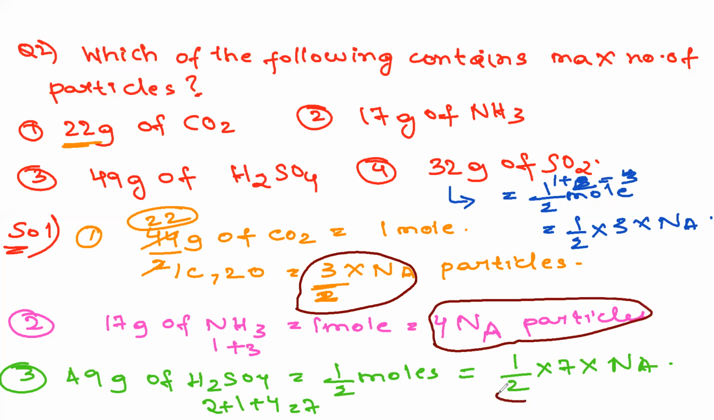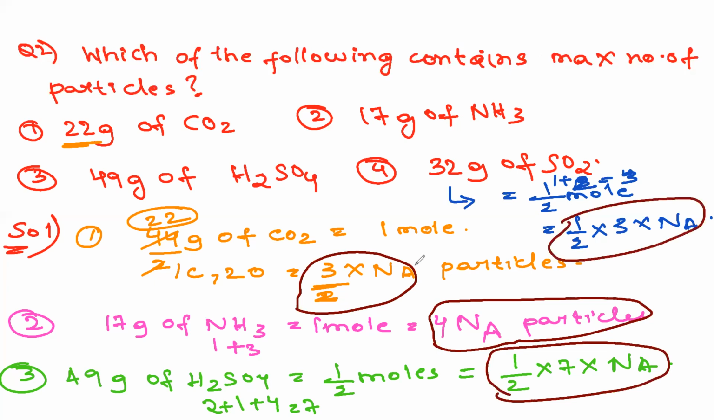4 into Avogadro number of particles, because 1 by 2 into 7 is 7 by 2, which is 3.5. So 1 by 2 into 3 is 1.5. So the answer is 17 grams of ammonia will contain the maximum number of particles. So in this way you have to calculate. 17 grams of ammonia contains the maximum number of particles.